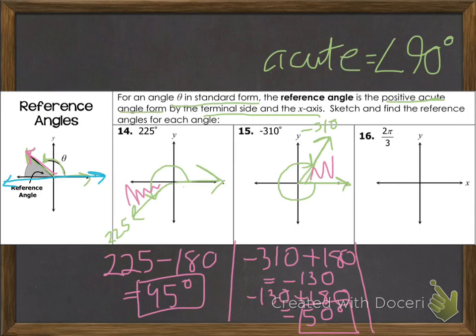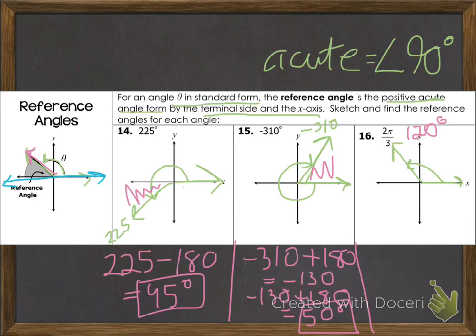So now let's do this last one, where we have 2 pi over 3. And this one is actually in radians. So what I suggest is go from radians to degrees. And you should know how to do that. And when you convert from radians to degrees, you should get 120. So let's go ahead and draw that. We're starting from the initial side, and it's positive, so we're going to go this way. And we're going to end up in the second quadrant. So this is roughly 120 degrees.